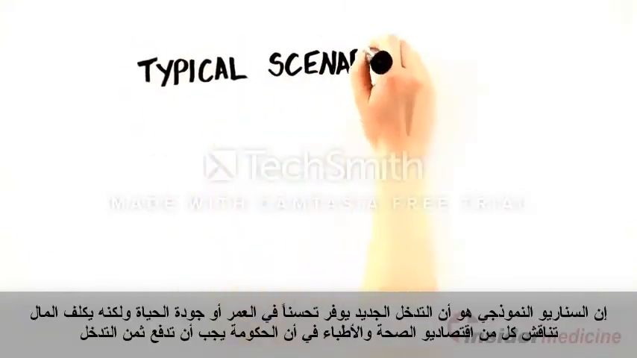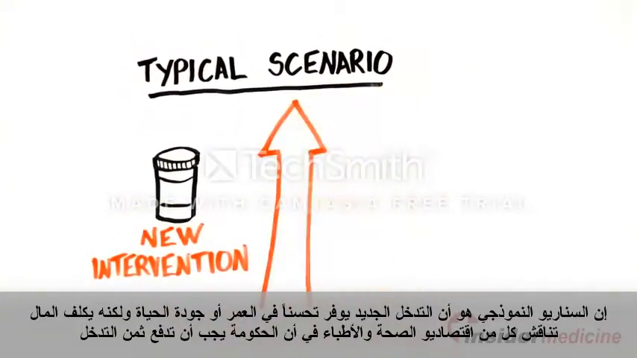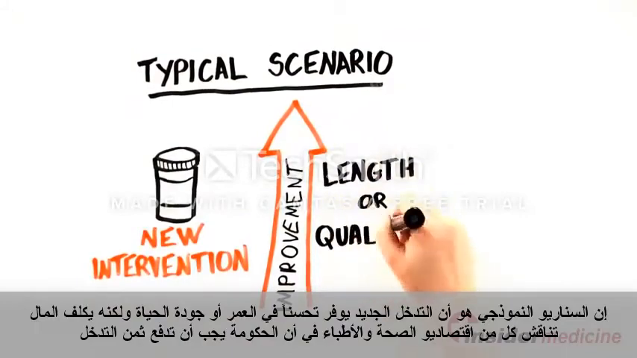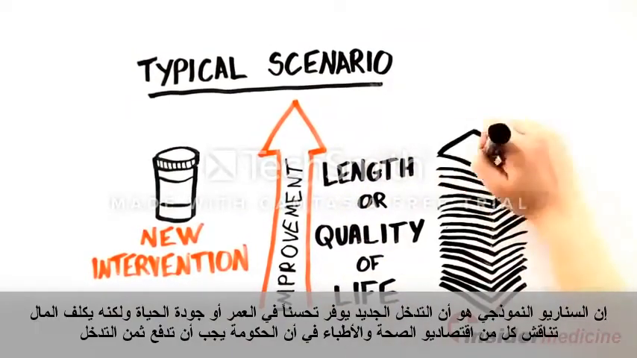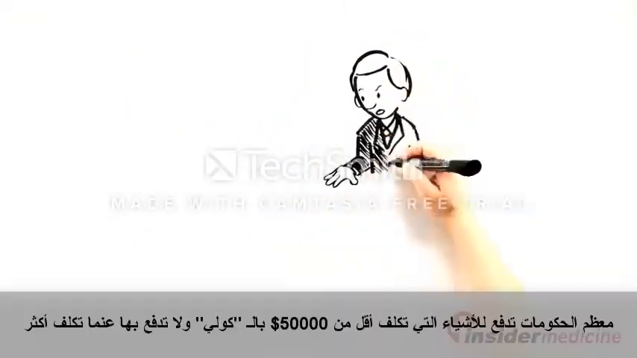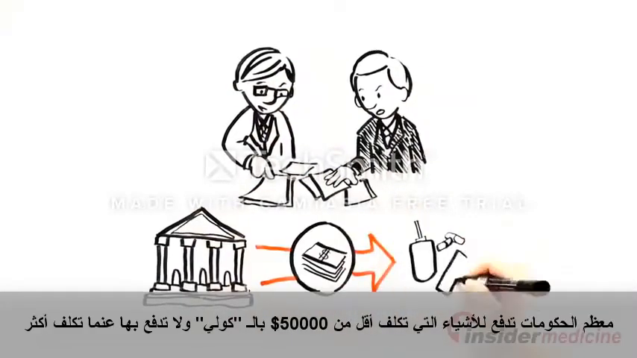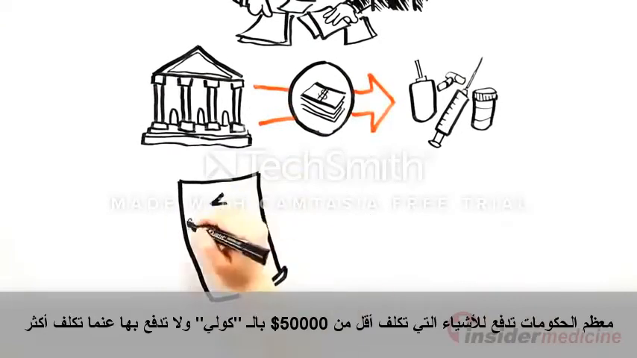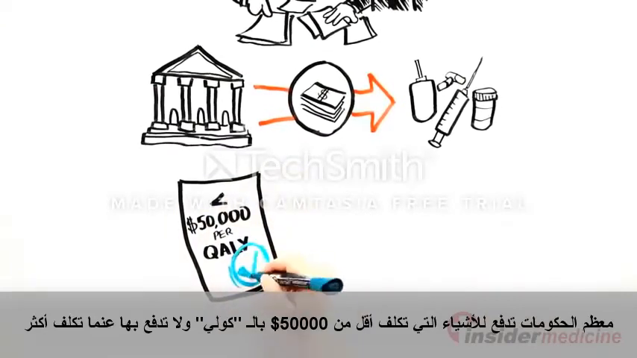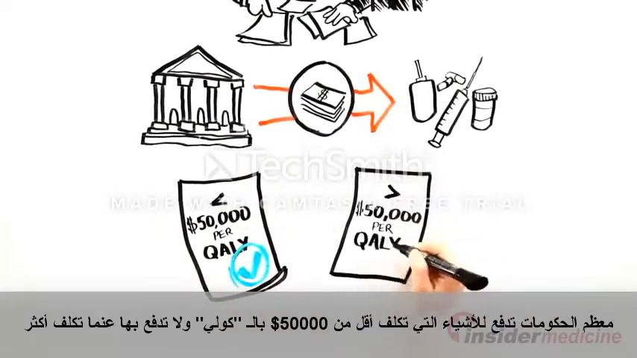The typical scenario is that a new intervention provides an improvement in either the length or quality of life, but costs money. Then health economists and doctors argue it out as to whether the government should pay for the intervention. Most governments fund things that cost less than $50,000 per QALY and do not pay for others that are more costly.